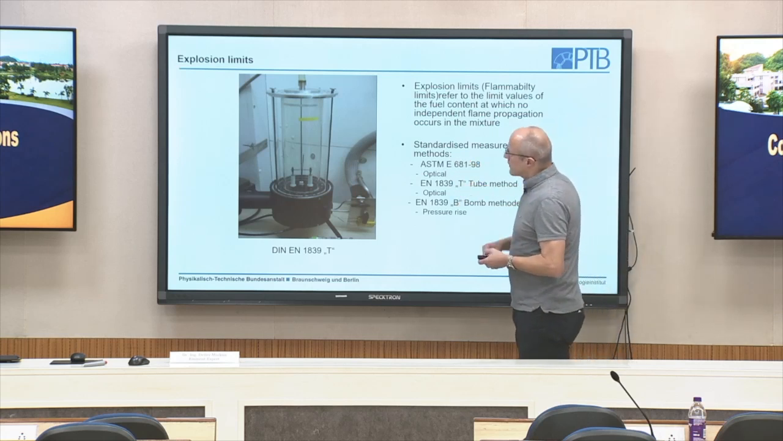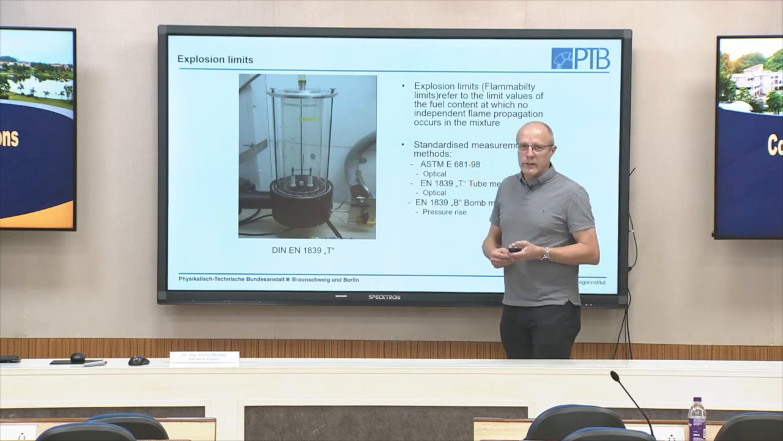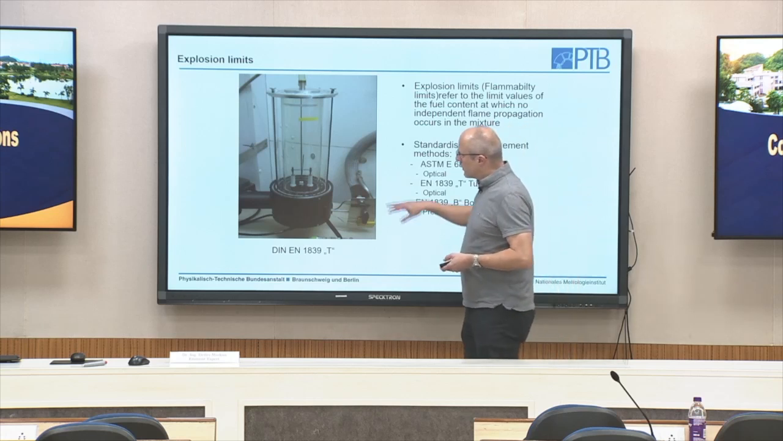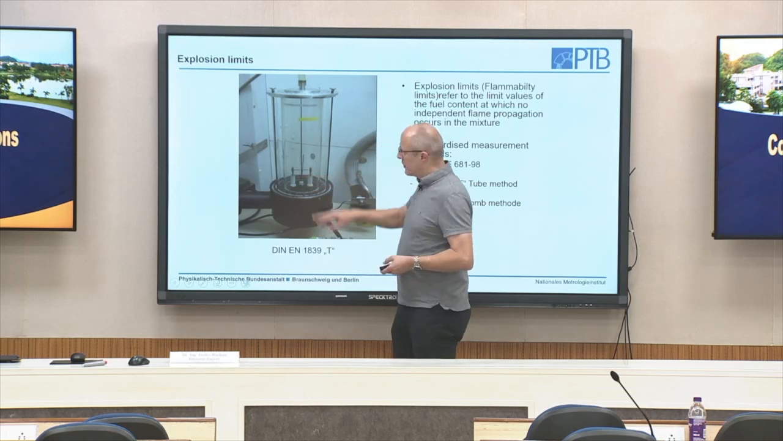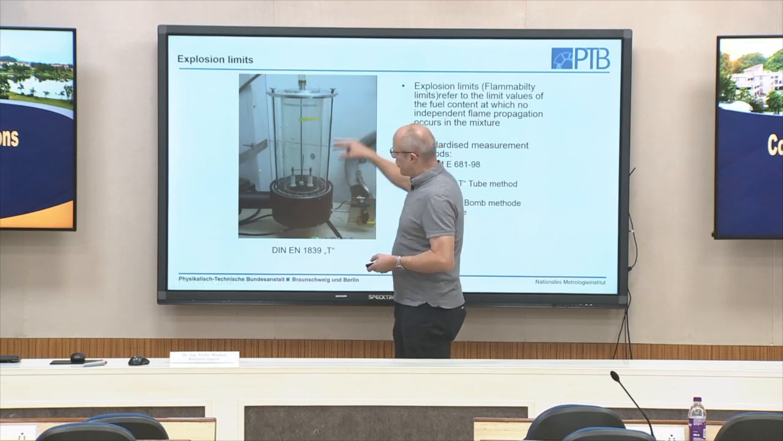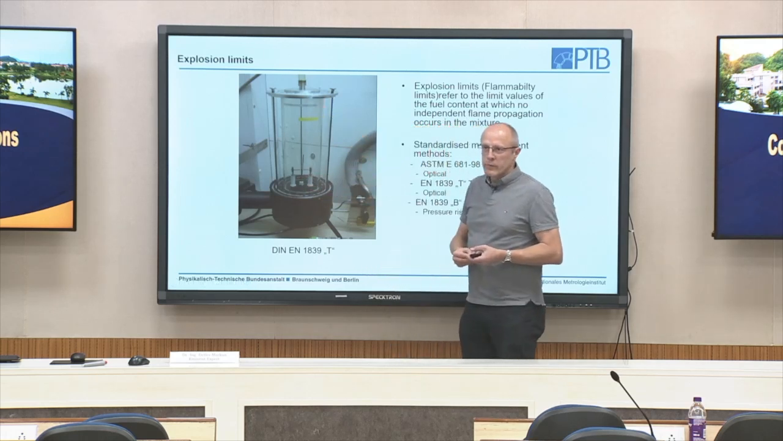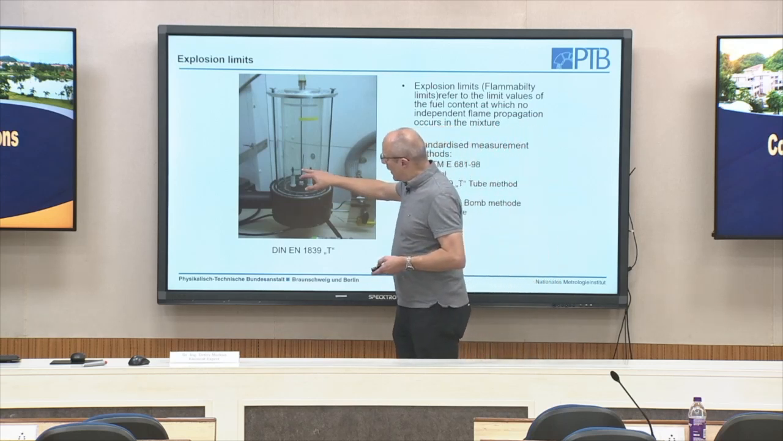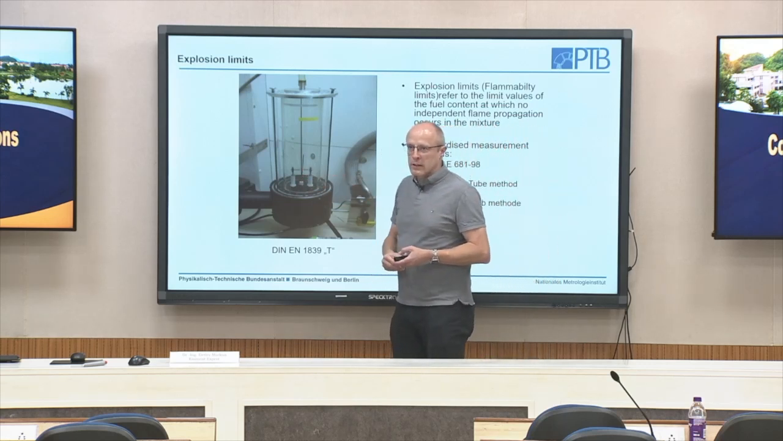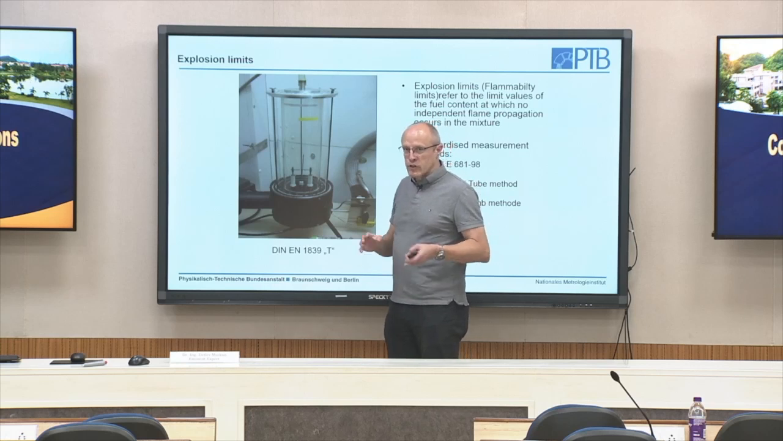In the optical methods, there are different criteria leading to different limits. So here we have an electrical ignition source. The tube here is filled with the combustible mixture of interest, and we ignite here with a very strong spark. So the energy is in the range of joules.